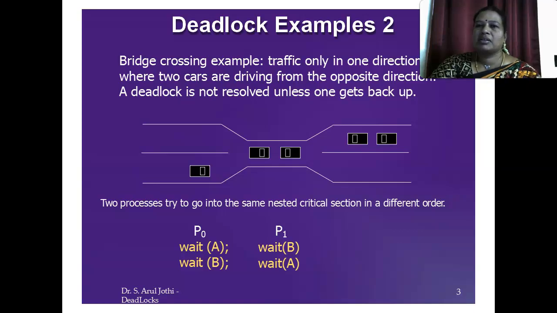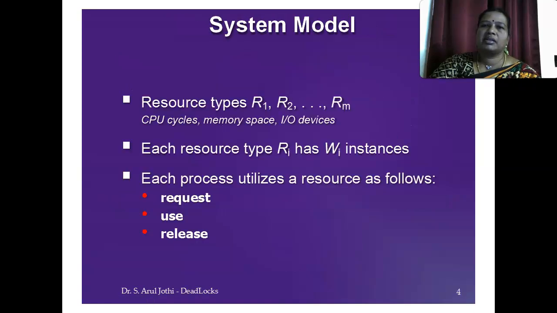Likewise, with the process and resource example, two processes try to go into the same nested critical section in a different order. That is, we are considering two processes P0 and P1 and waiting stages A and B. Alternatively, A waits in P0 and B waits in P1. So this is an example of a deadlock occurrence state.